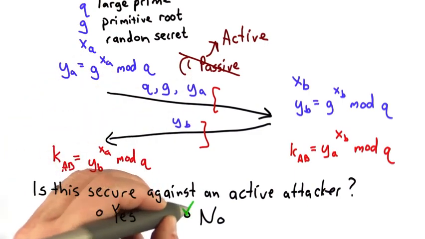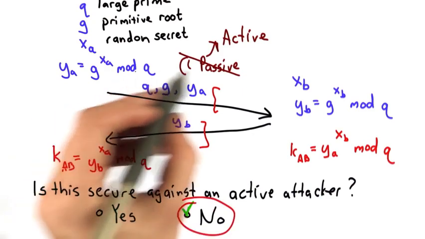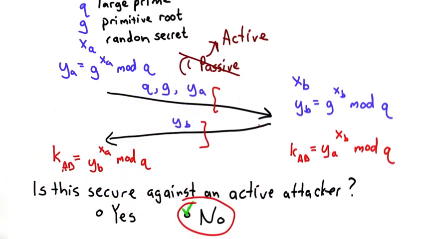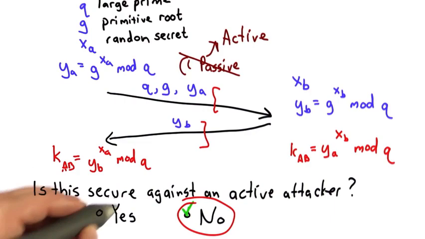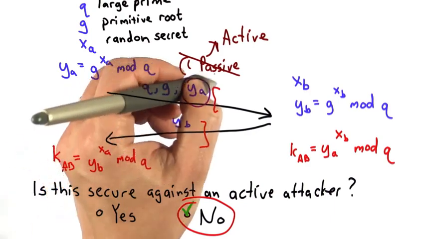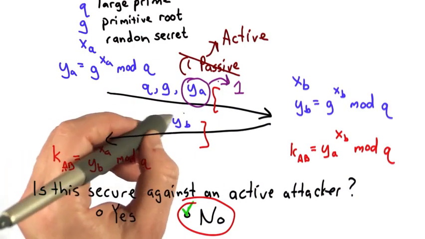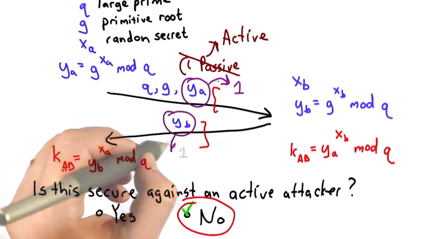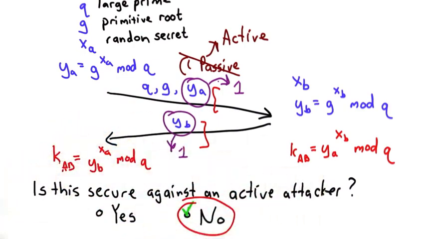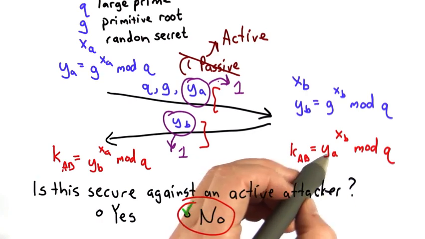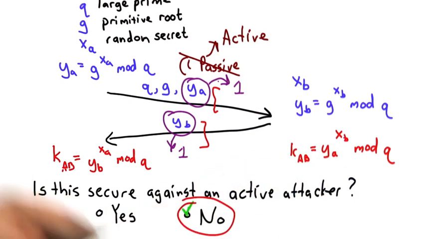And the answer is most definitely not. This protocol depends on the integrity of the messages received. One easy way to see how it could fail: if an active attacker can change the value of ya to 1 and change the value of yb to 1, well then Alice and Bob will still agree on a key, but that key would be 1 raised to their secret power, which is still 1.